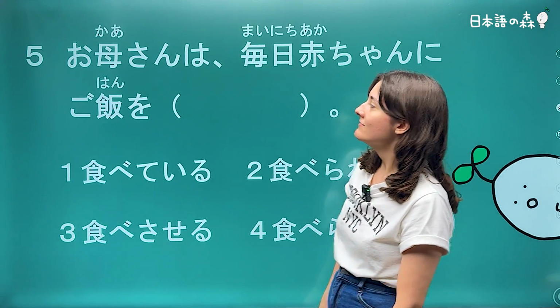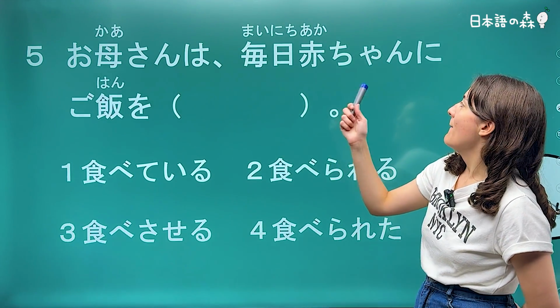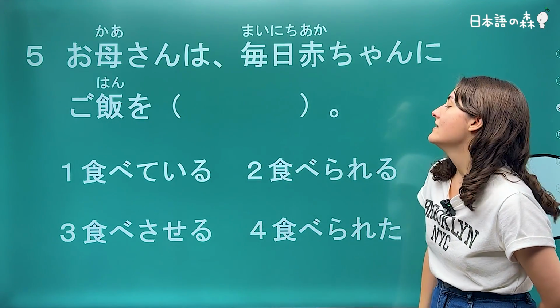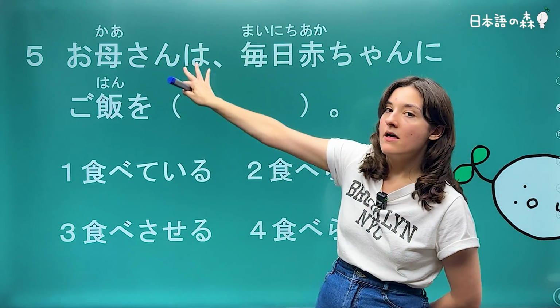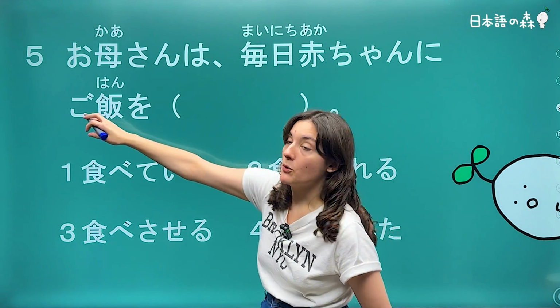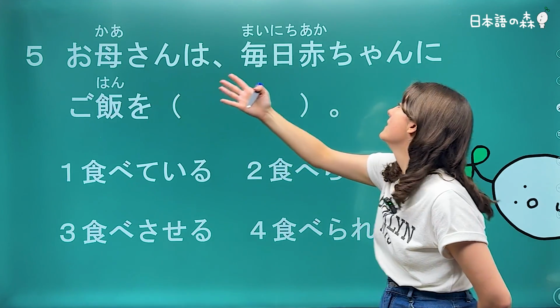Suspicious. お母さんは毎日赤ちゃんにご飯を blah blah blah blah. So here we have the mother every day, like probably gives food or feeds the baby, right?